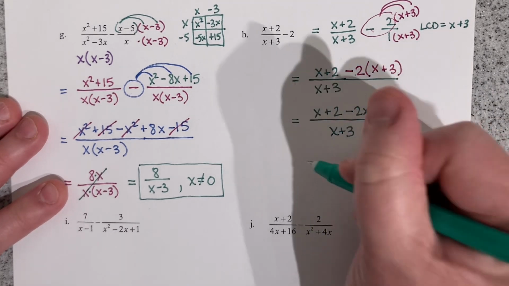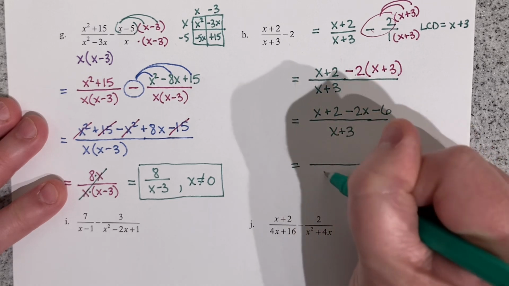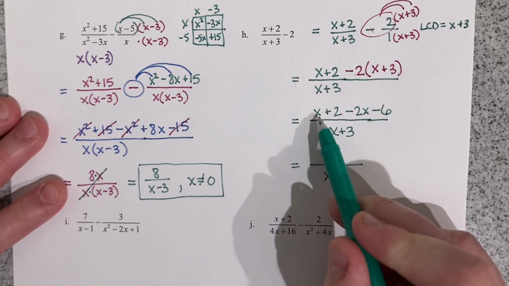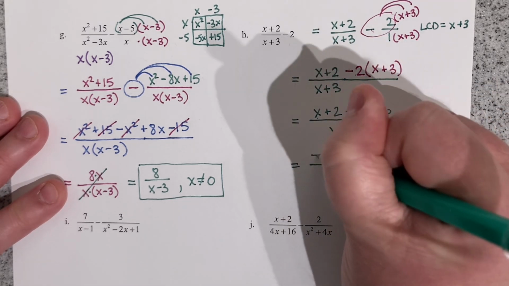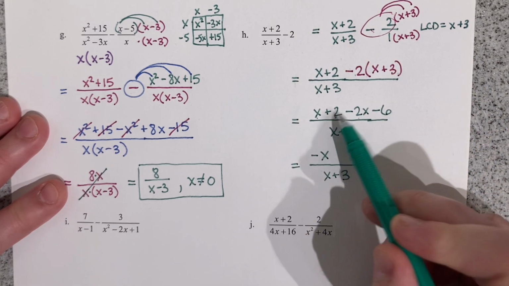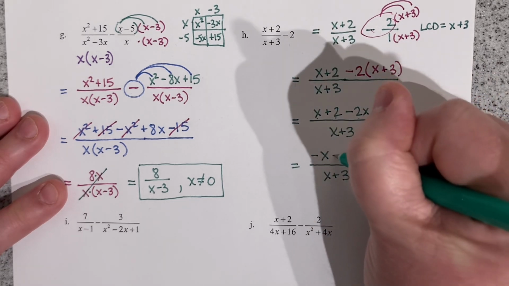And now we can combine like terms. X plus 3 is still on the bottom. X minus 2x is -x. 2 minus 6 is -4.